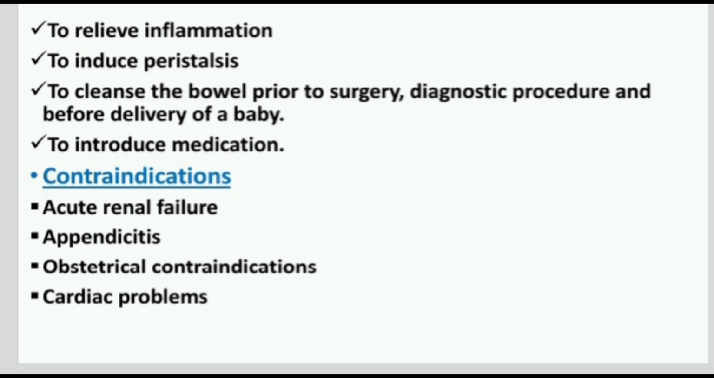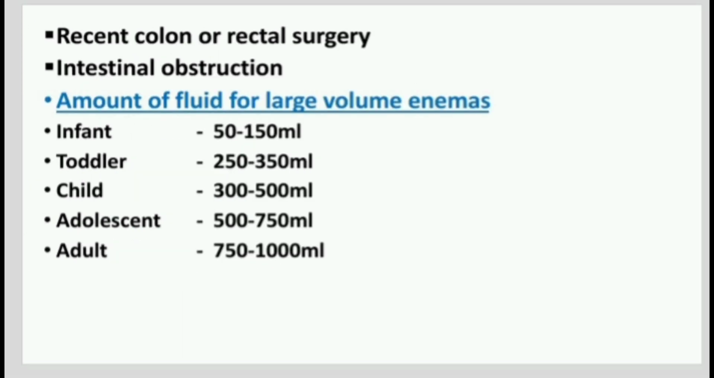Next is contraindications: acute renal failure, appendicitis, obstetrical contraindications, cardiac problem, recent colon or rectal surgery, intestinal obstruction. Next is the amount of fluid for large volume enema. For infant 50 to 150 ml, toddler 250 to 350 ml, child 300 to 500 ml, adolescent 500 to 750 ml, and for adult 750 to 1000 ml.